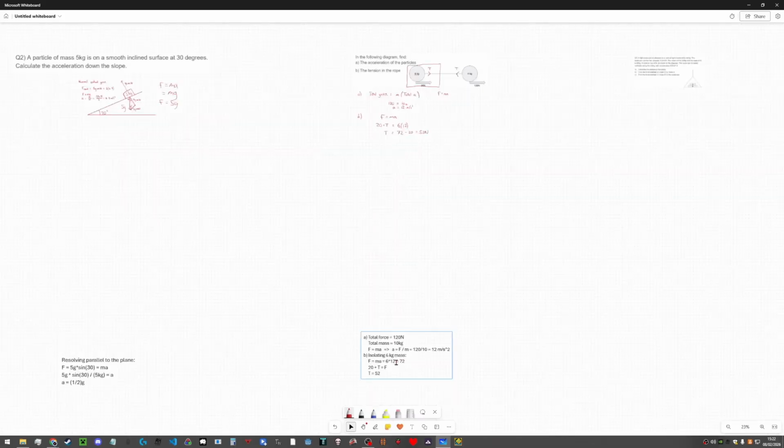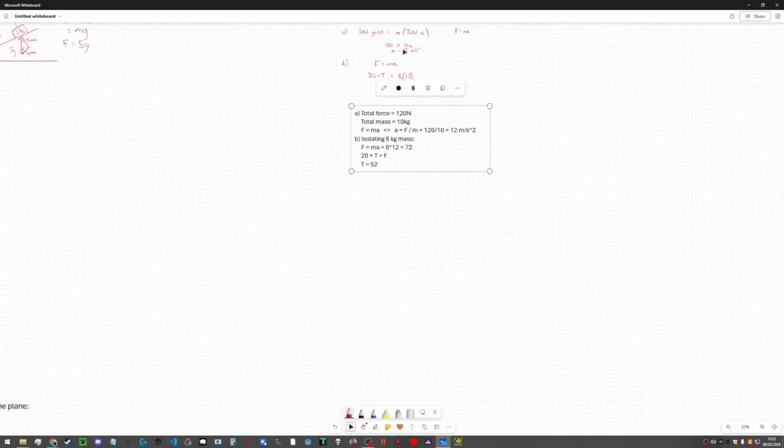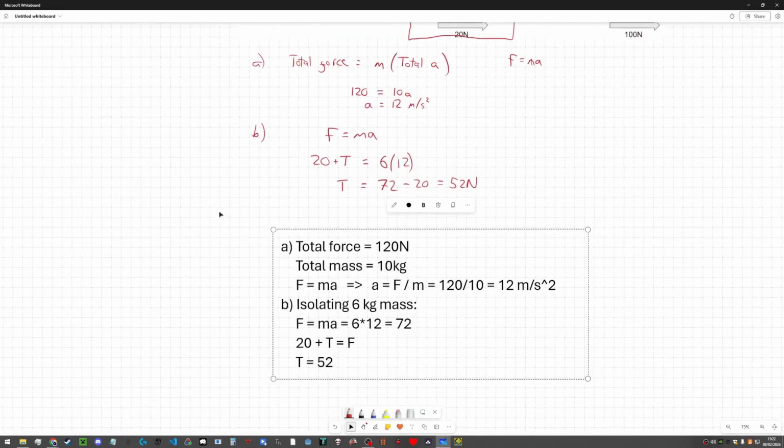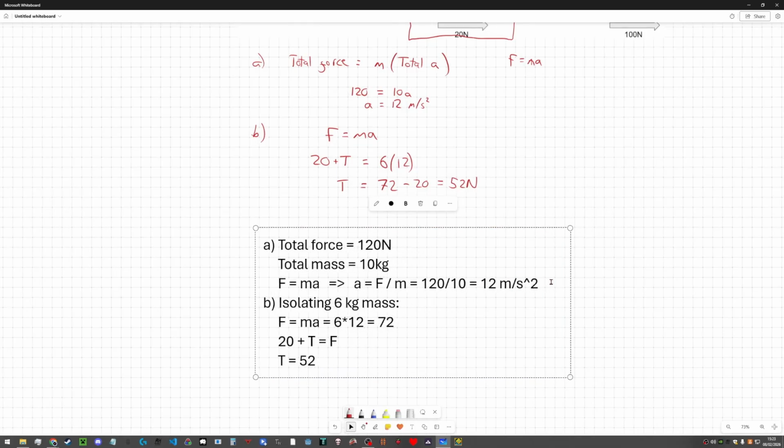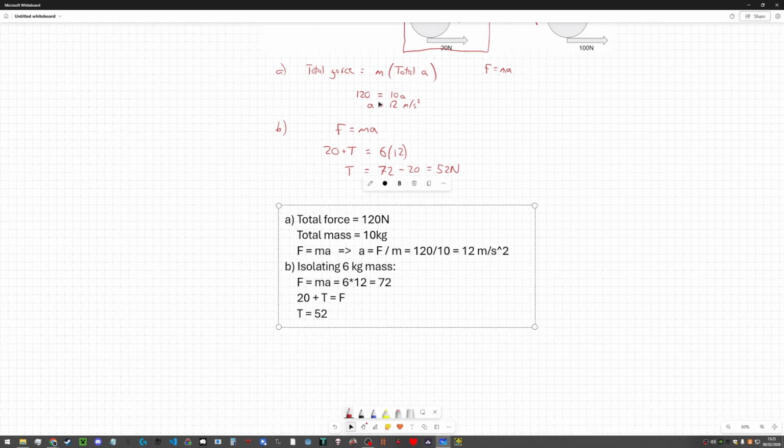Bring up the summary again. Total force is 120 newtons. Total mass is 10 kilograms. Acceleration is 12 meters per second squared. And tension is 52.